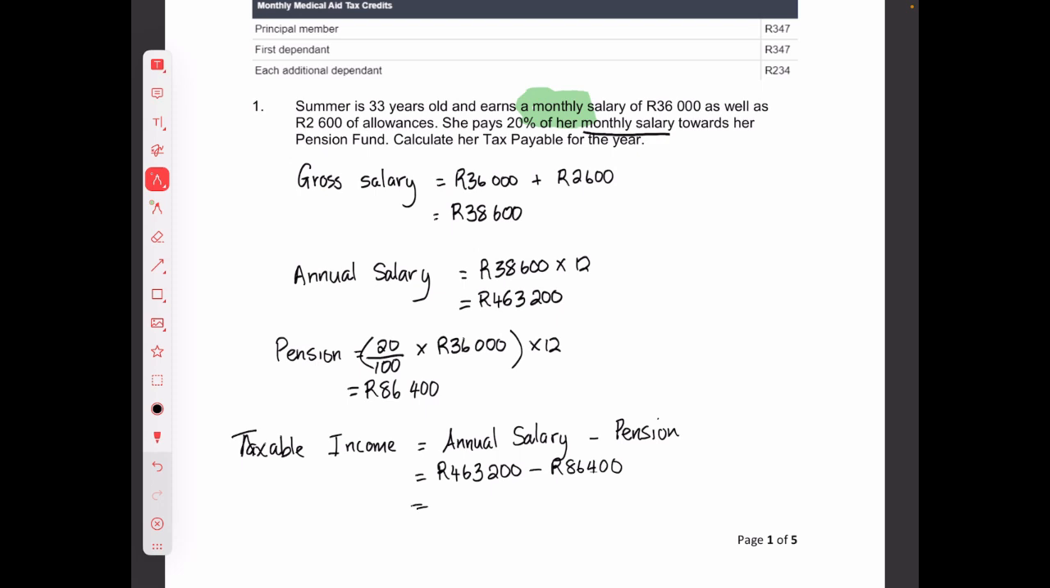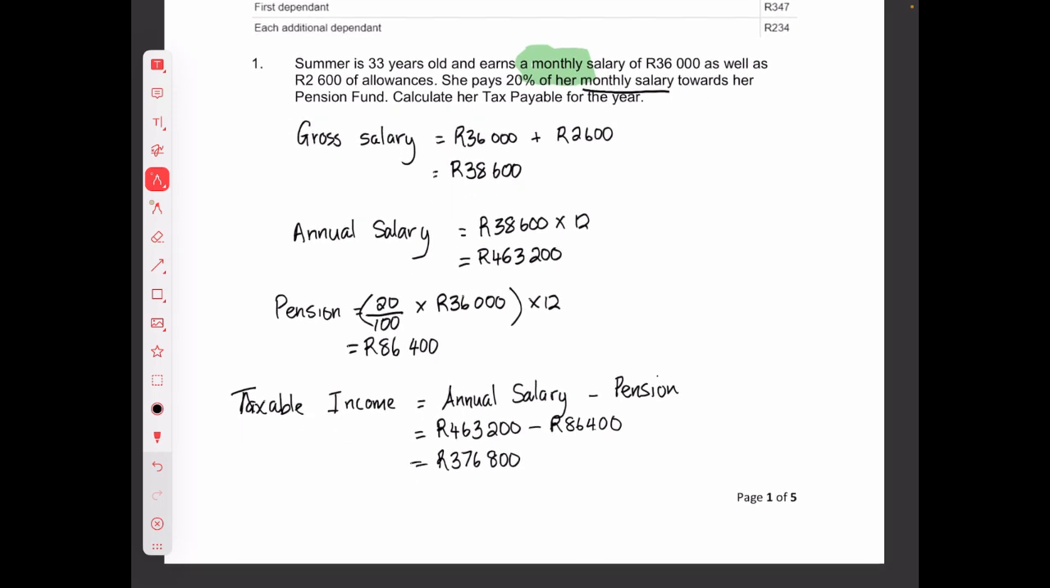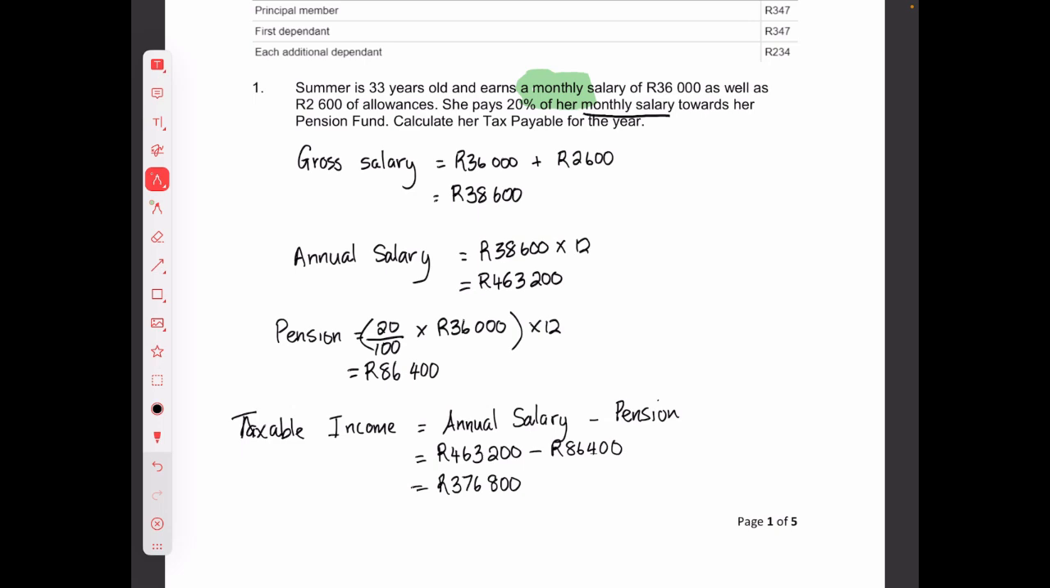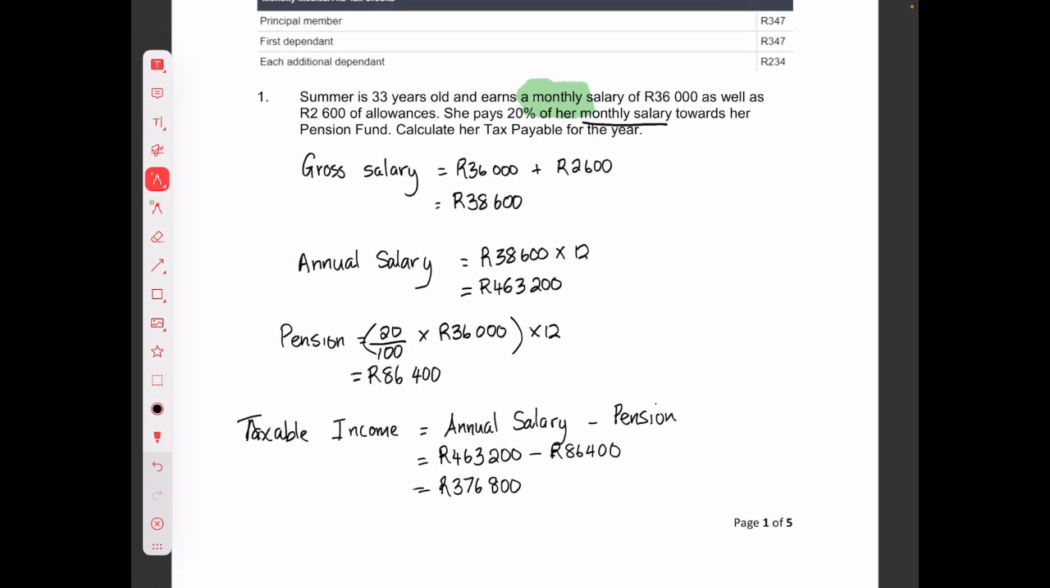Okay, so let's subtract that. 463,200 subtract 86,400. Then I end up with 376,800. And then here you are now going to refer to your tax table. So at this point, you're going to look at your tax table, and because I don't have much space here, I'm just going to do it on the right hand side.